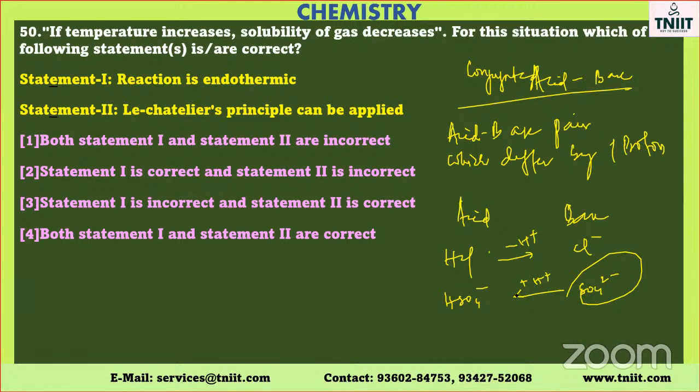The next is the Lewis concept of acid and base. According to the Lewis concept, an electron pair acceptor is called an acid, and an electron pair donor is called a base.